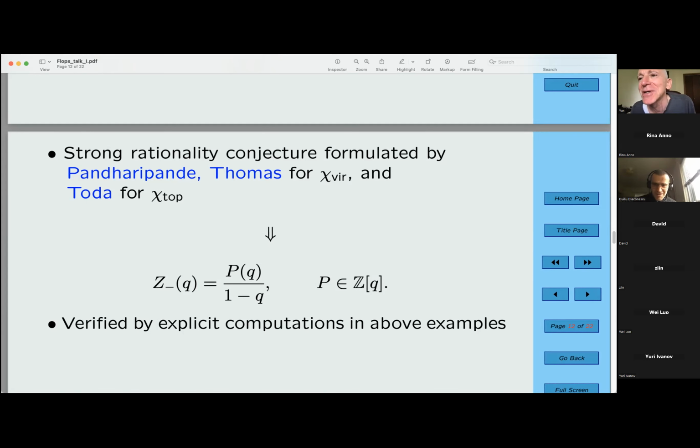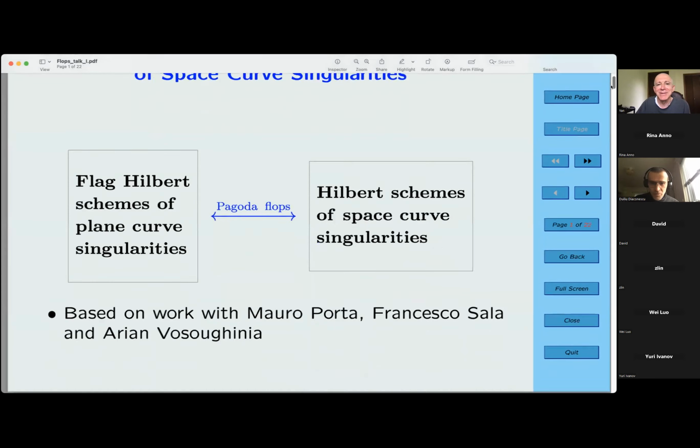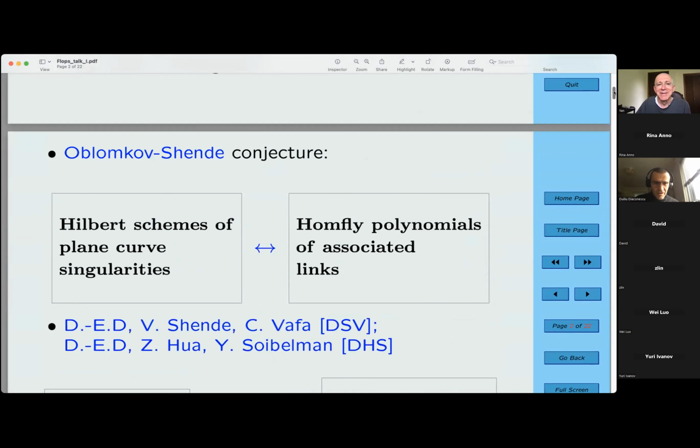Ask people any other questions. I have been waiting for. Okay, Zongzhu, please. First, outsider, could you explain what the OS is? It stands for Oblomkov and Shende, who formulated this conjecture. Oh, I see. That's what the OS is. Okay, good.